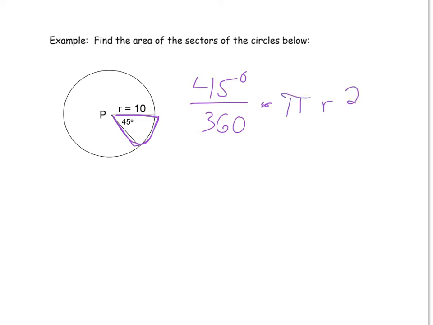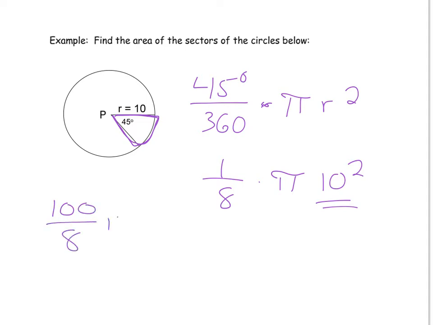45 divided by 360, let me do some quick math, is 1 over 8 times pi, and my radius is 10, so that's 10 squared. So it looks like I have 100 pi divided by 8, so I have 100 eighths pi. Divide both top and bottom of that fraction by 4. It looks like I have 25 halves pi, or if you prefer, 12 and a half pi.